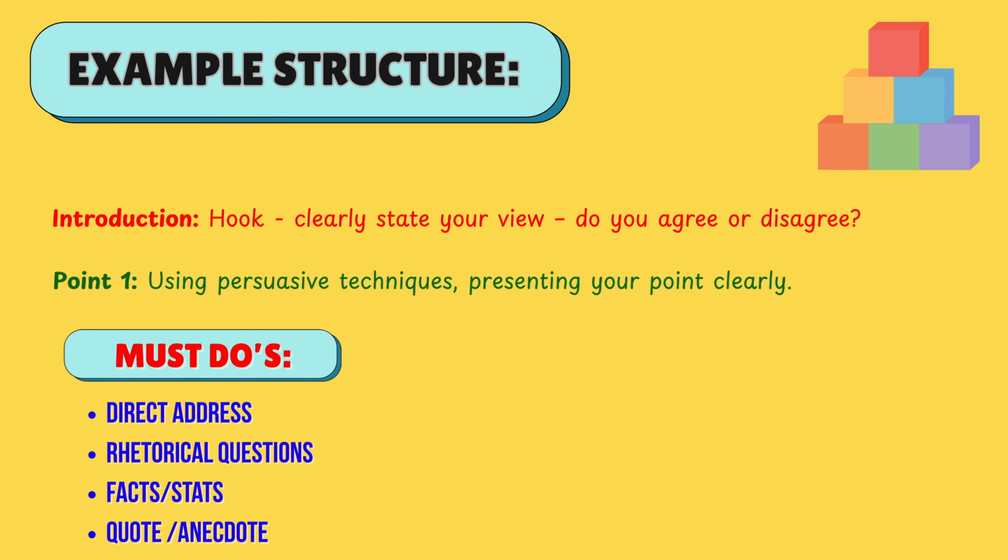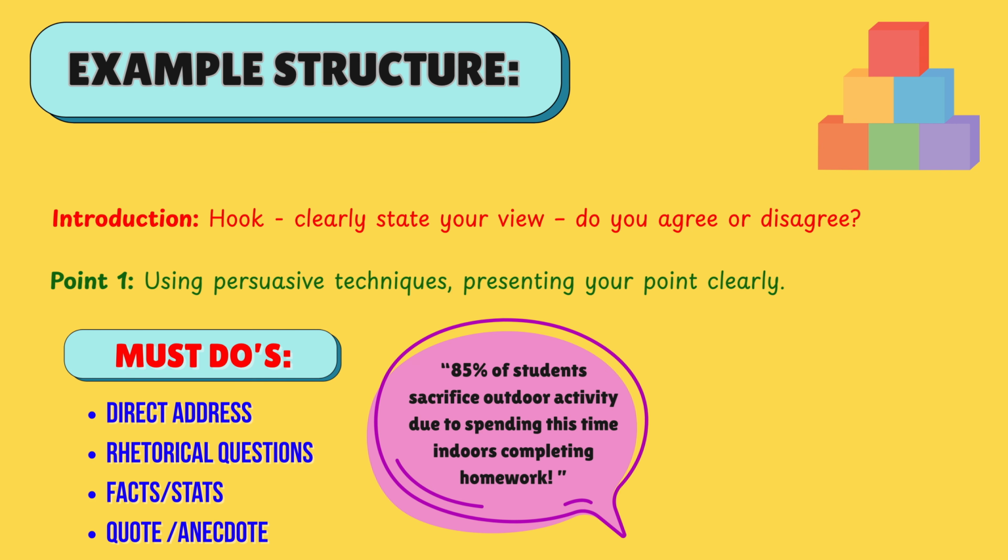Now looking at the last 2 key persuasive techniques, which are the use of facts and statistics and the use of an anecdote. You might choose to say a fact like "85% of students sacrifice outdoor activity due to spending this time indoors completing homework." Now remember, this doesn't have to be true, but it just has to align with and support your argument. So it's obvious that this example would be in support of the idea that there needs to be less homework to allow students more free time.